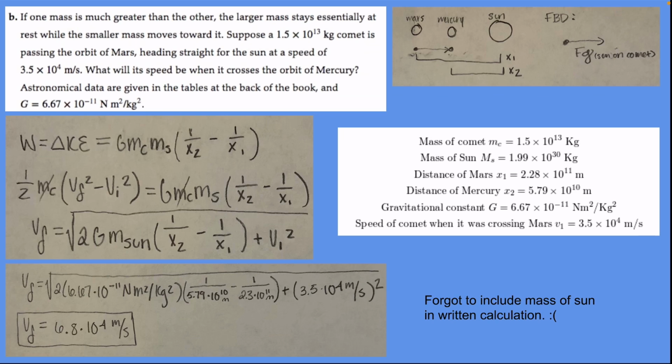I accidentally forgot to include the mass of the sun in the written calculation, but I did account for it when I was actually calculating it. So that number is accurate. You might have noticed that the mass of the sun is missing, which you do need to include to get that correct answer of 6.8 times 10 to the 4th meters per second. But yeah, that is going to be it for this problem.